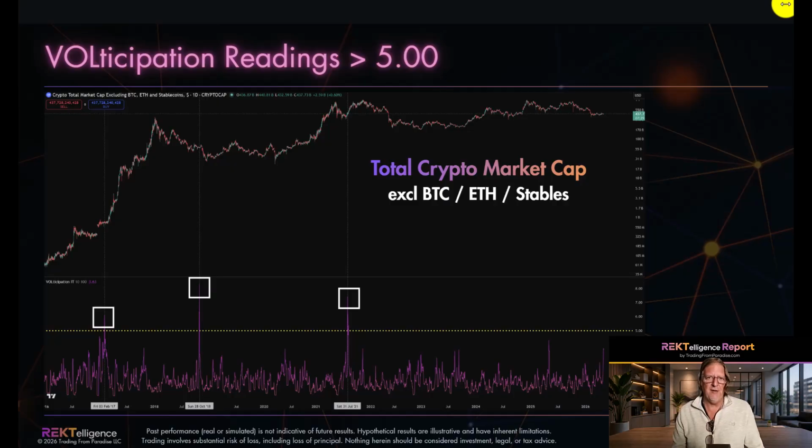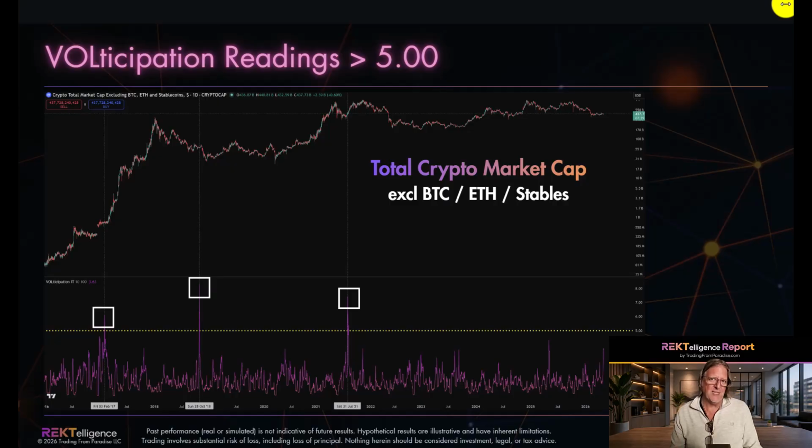So the chart here is a daily chart of the crypto total market cap, excluding Bitcoin, excluding Ether, and excluding all stable coins. So it's really a great altcoin index, what we're looking at here. And if you look at the bottom panel, you'll see the volatility index. This is simply comparing a 10-day and a 100-day historical volatility.